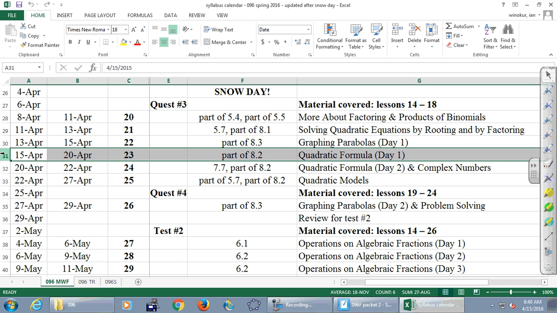All right, today is Friday, April 15. We are going to cover something called the quadratic formula. Notice this is day 1 of the quadratic formula. Next class is day 2 for the quadratic formula. Also notice that our next class is not until April 20.